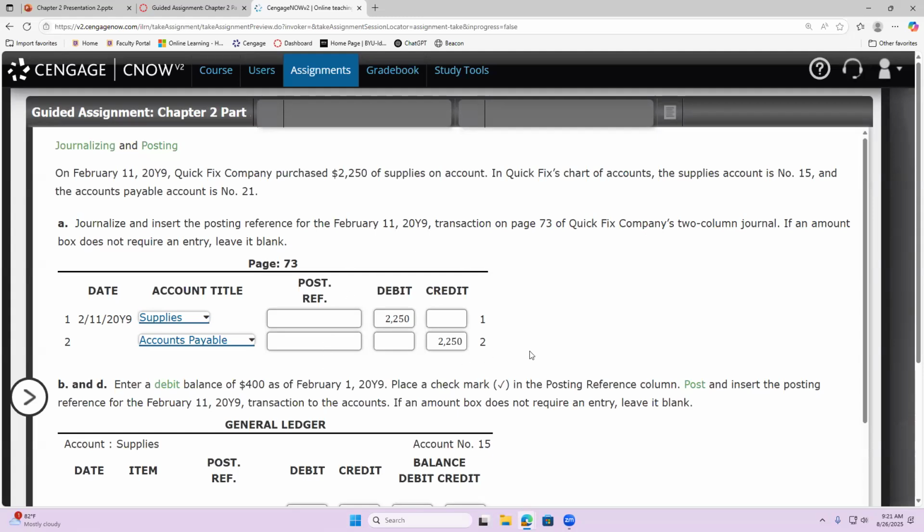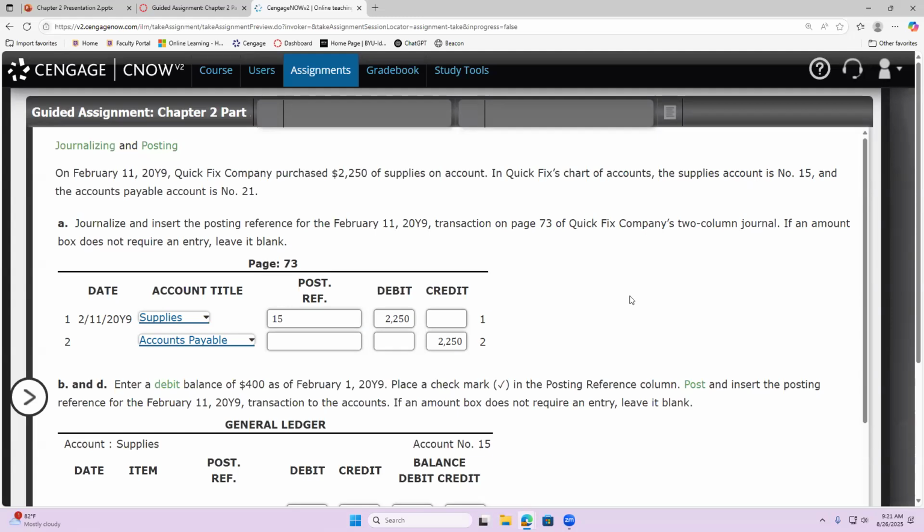But remember I told you in the old days, the book had the journal up front and then the ledgers for each account in the back. So what we would do is you can see we're on page 73 of the journal. So we would say, I'm posting this to supplies, and supplies has an account number of 15. So I've put for that post reference, that's going to account 15, which means if you want to find it, you turn to the back and find account number 15.